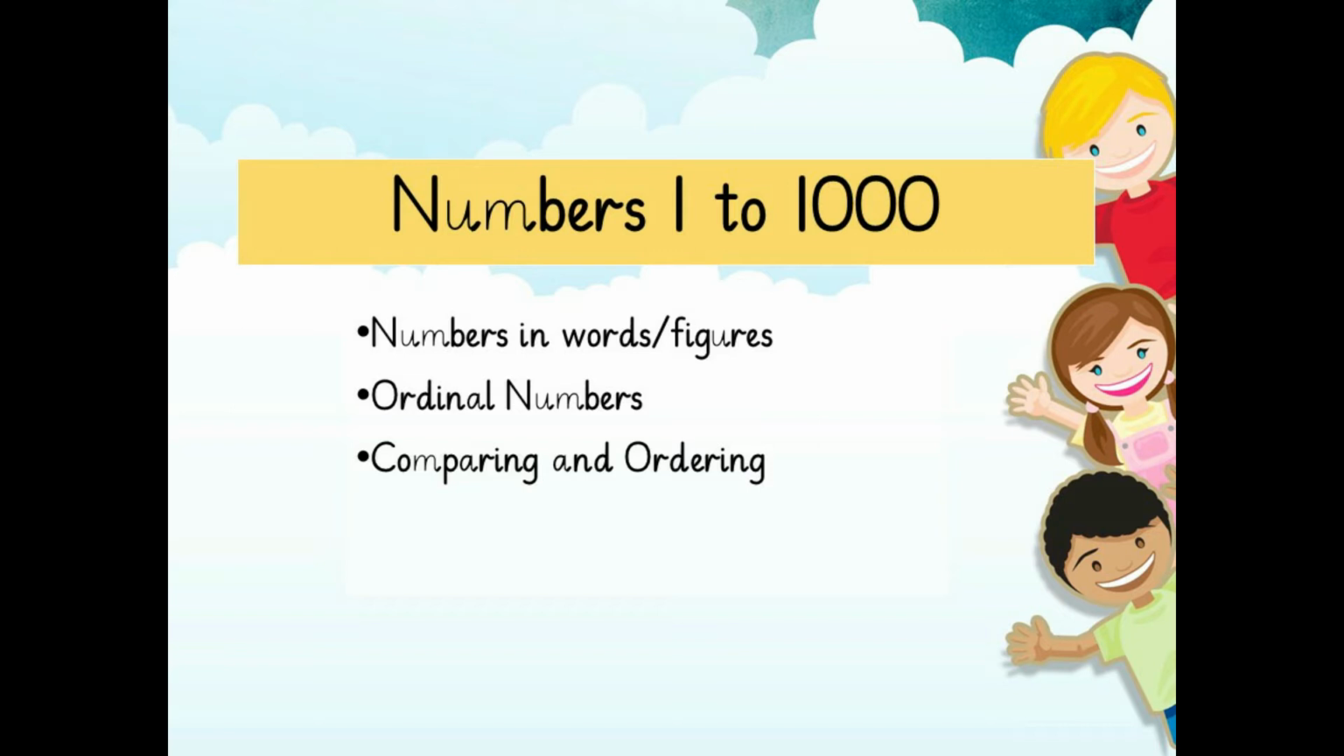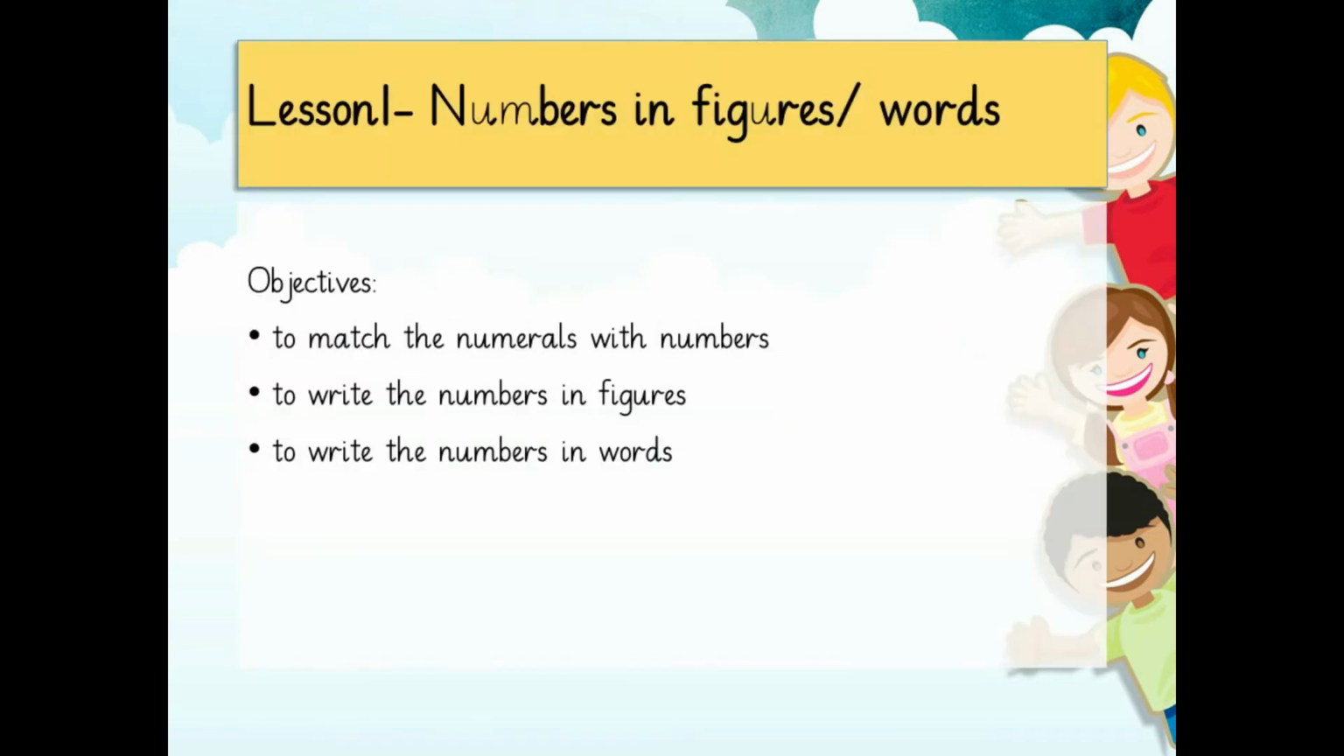Numbers 1 to 1000. This is our first chapter of the mathematics textbook. We are going to do 3 topics today from this chapter: numbers in words or figures, ordinal numbers, comparing and ordering. Let's start with our first lesson.